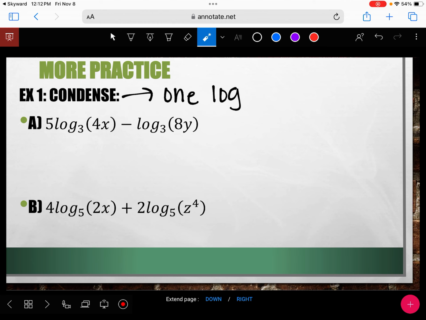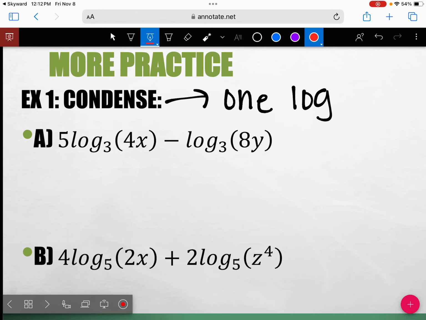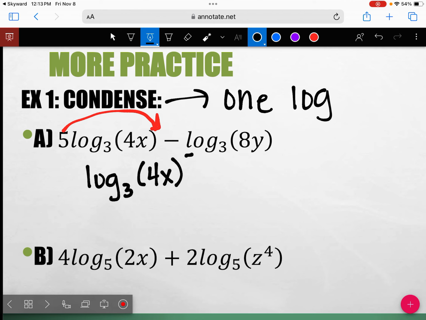All right, so the first thing I like to do is look for a power. If you see any numbers in front of the word log, that means that's a power. So we're going to start by moving that first. The first thing I'm going to do is move this 5. This 5 is really an exponent on 4x. So that means I have the log base 3 of 4x to the power of 5 minus the log base 3 of 8y. But we still have two logs.